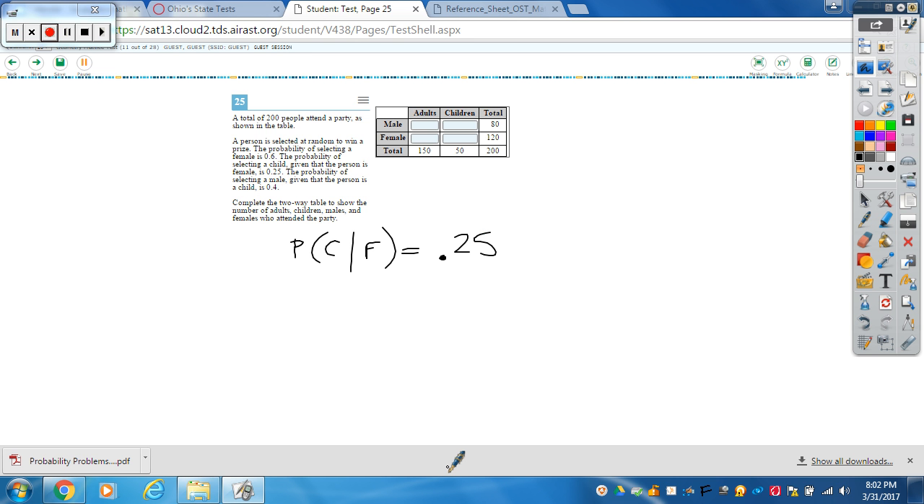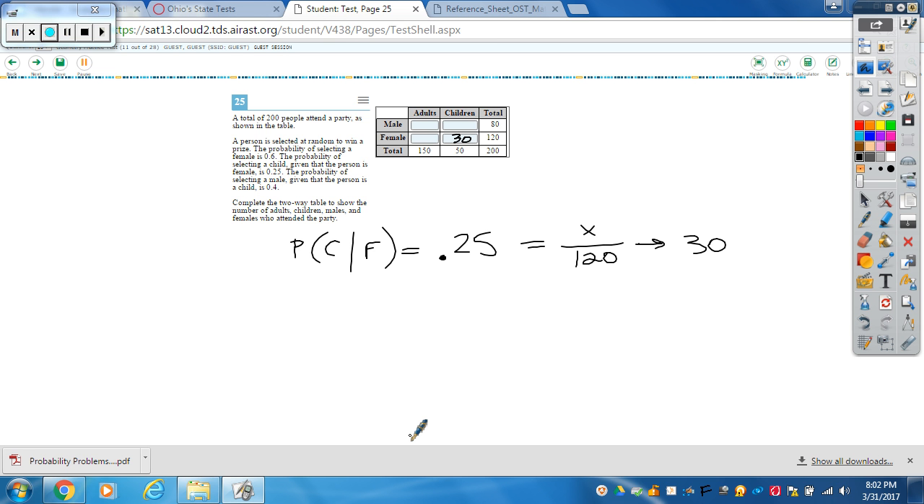Okay? Now, where does this come from? Well, remember, the fact that it's given that they're female is what this is over. So this is over 120. And the question is, how many of them are the children, given that they're female? So this would be children. If I go ahead and multiply both sides by 120, you're going to end up getting 30 for x. Okay? And that's the number of children here.